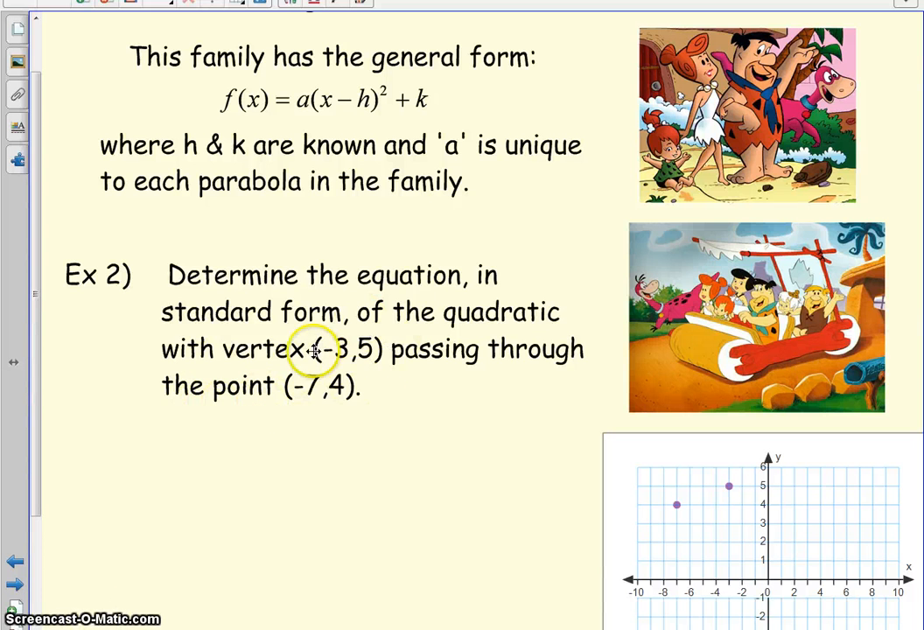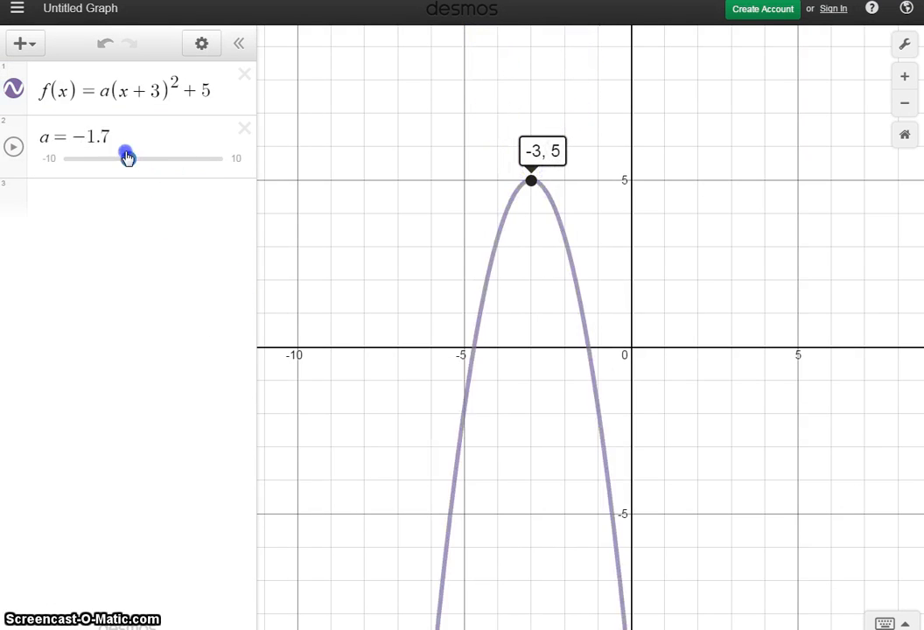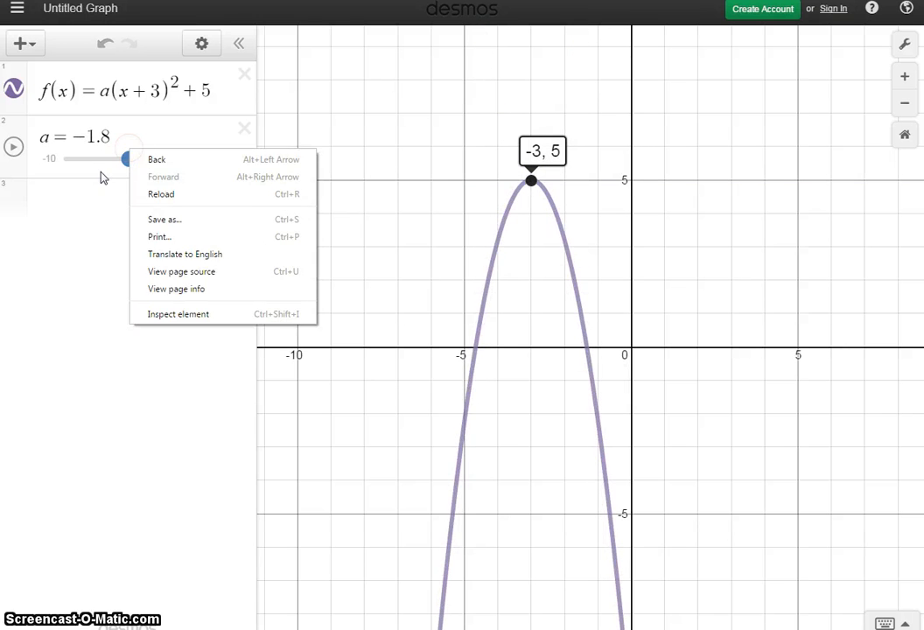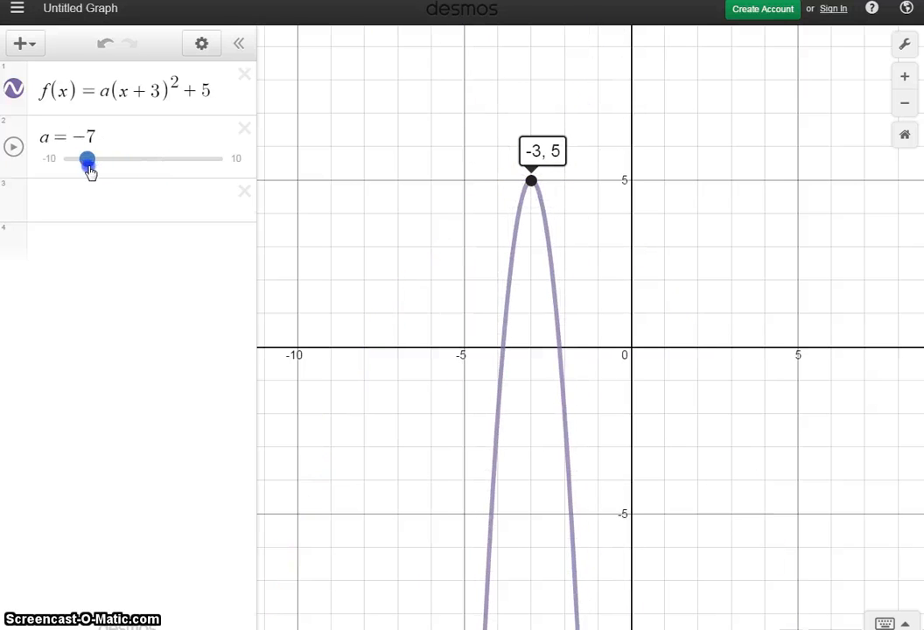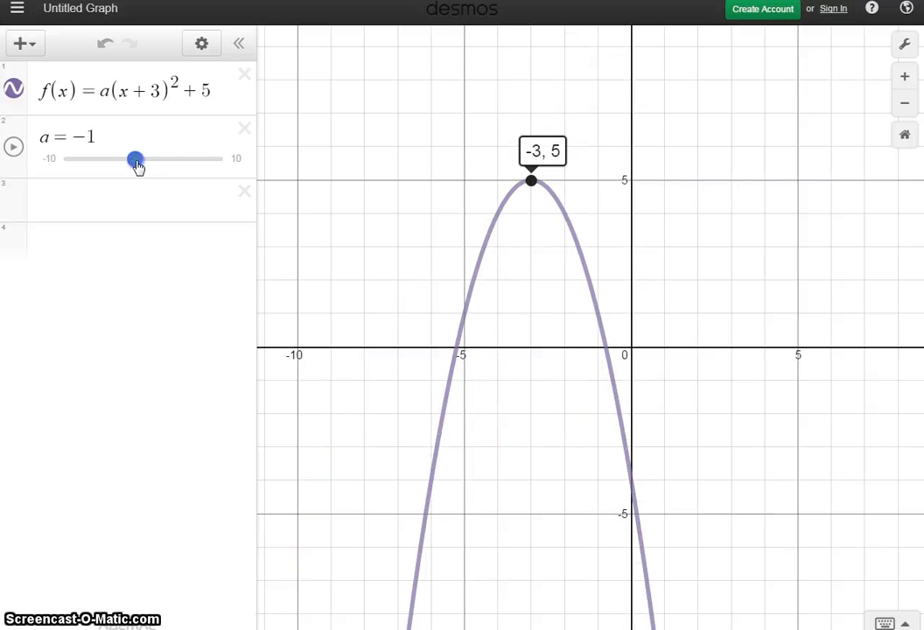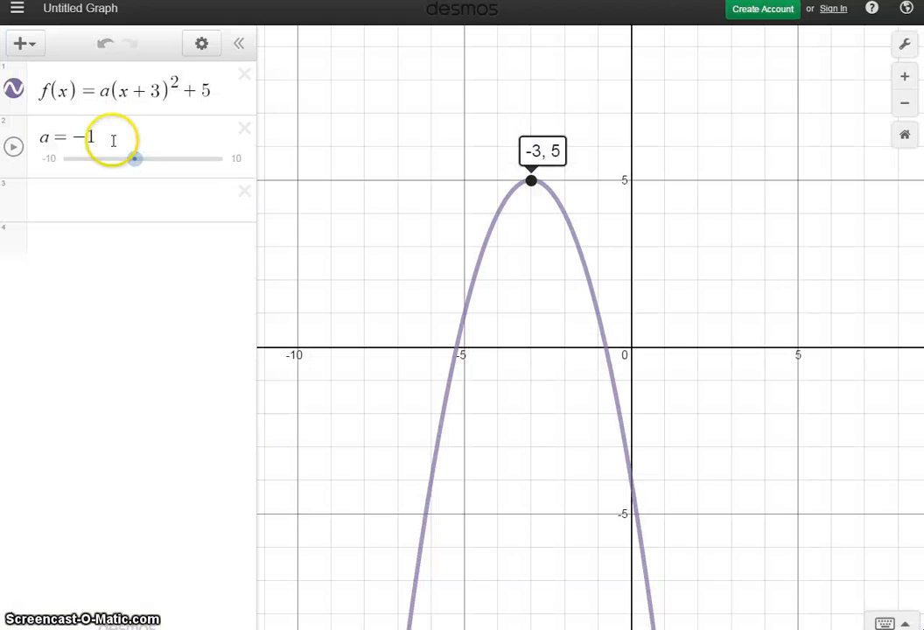So for starters, knowing that the vertex is (-3, 5), I can go look at Desmos here, and here's a parabola with a vertex at (-3, 5), but I can create so many different parabolas that have that vertex. Some of them are going to be narrower, some of them are going to be wider, some will be opening up, some will be opening down. There's infinitely many parabolas that will have this vertex. Specifically, I'm looking for the one that passes through the point (-7, 4). So I need to find an a value that makes this parabola pass through the point (-7, 4).